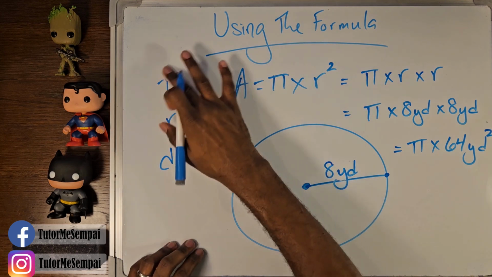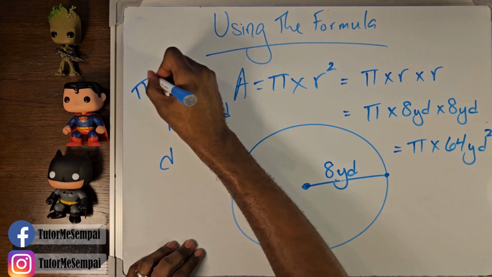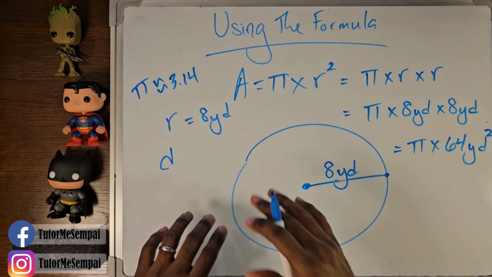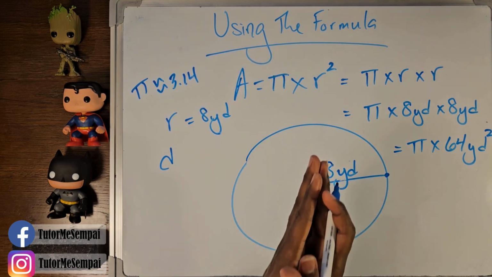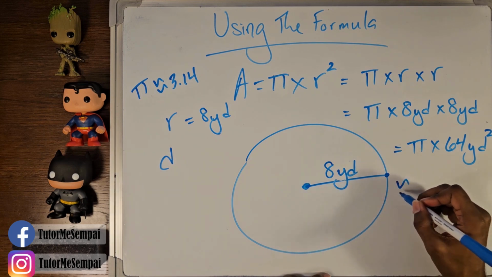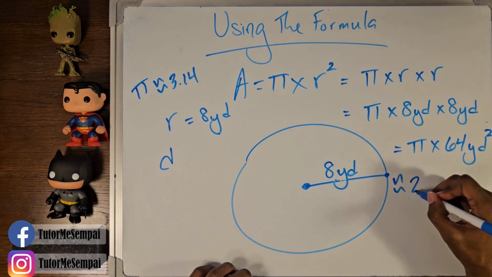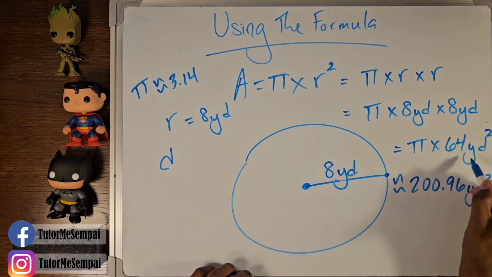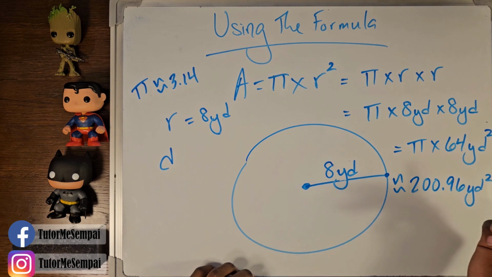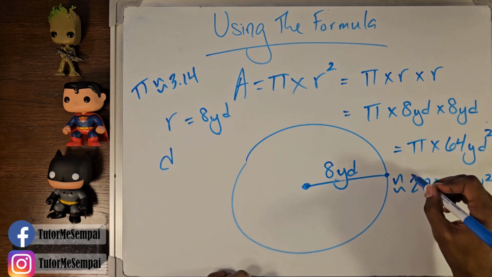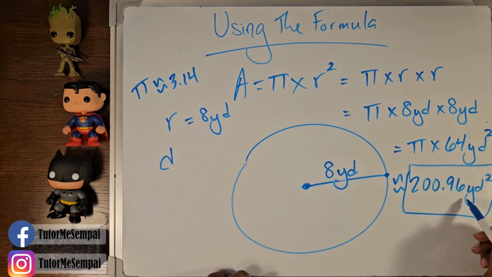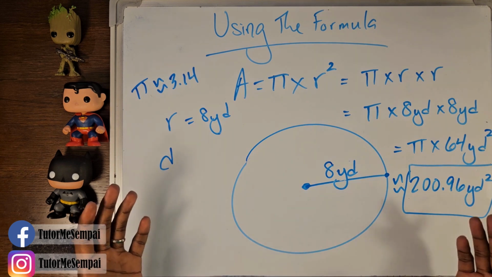However, we said our pi is going to be roughly 3.14. We're going to cut it off at 2 decimal places. So we can actually get an approximate value of 200.96 yards squared. So this is going to be the exact value, but if you want to get a rounded value, we can go to this, 200.96 yards squared. And that's how you use your formula.